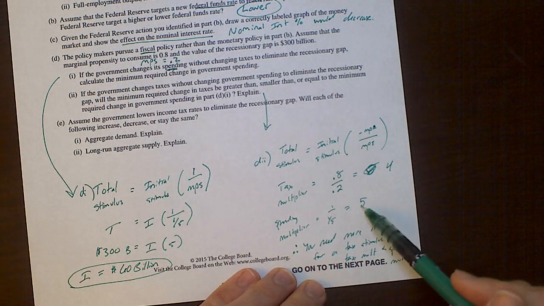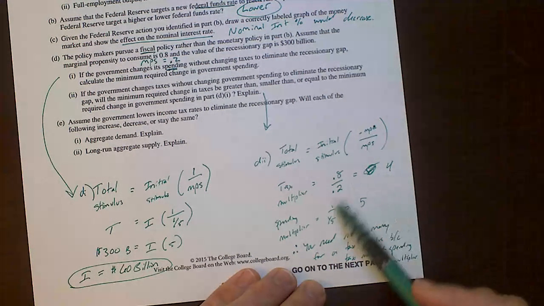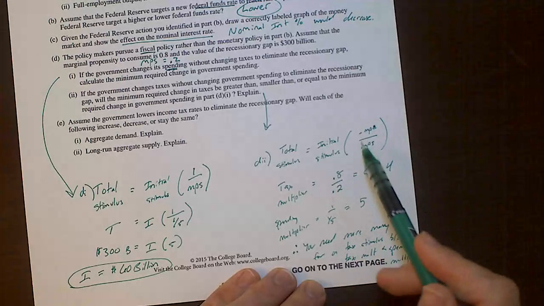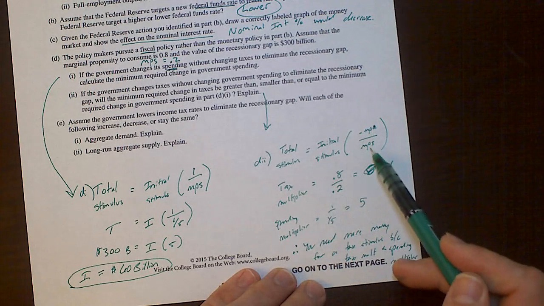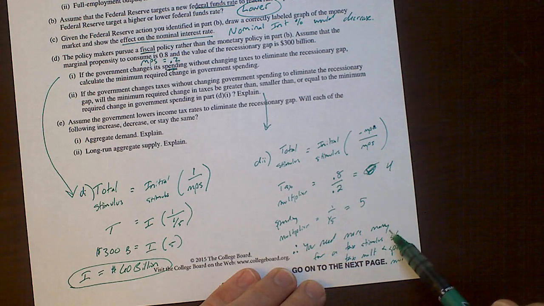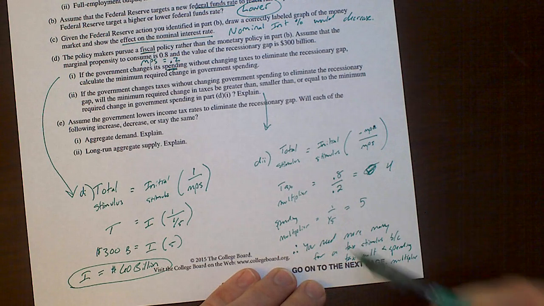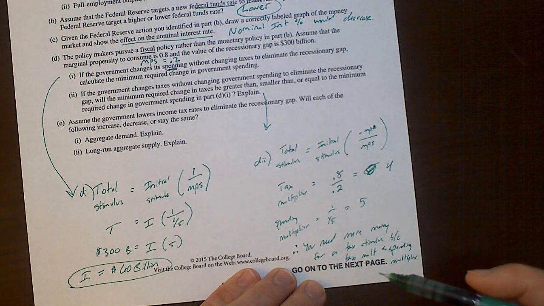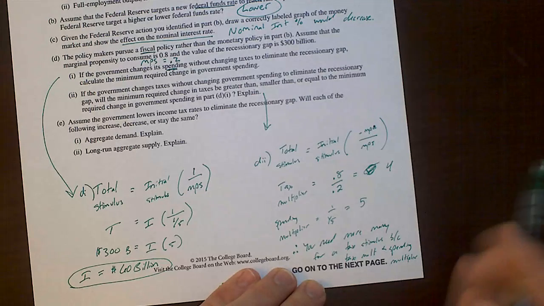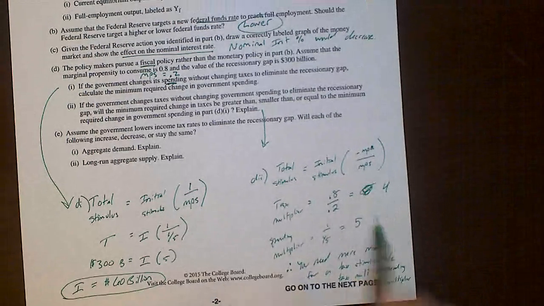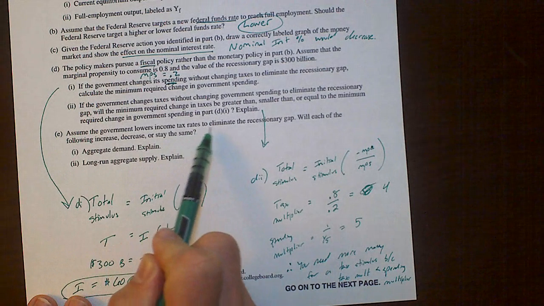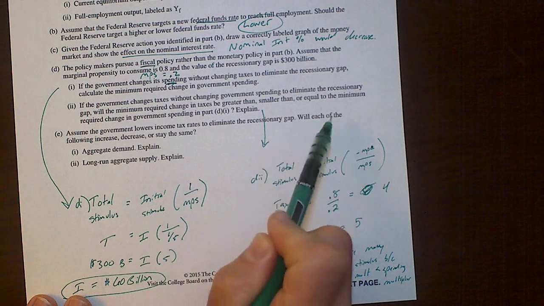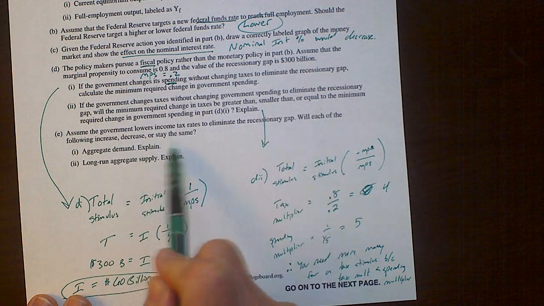Or if you've just shown that 5 is greater than 4, or if you've defined these using the formulas of 1 over MPS versus MPC over MPS, any of those can be used for your explanation of why you would need more money as a tax stimulus than as a spending stimulus. We move on to Part E. Part E, assume the government lowers income tax rates to eliminate the recessionary gap. Will each of the following increase, decrease, or stay the same?